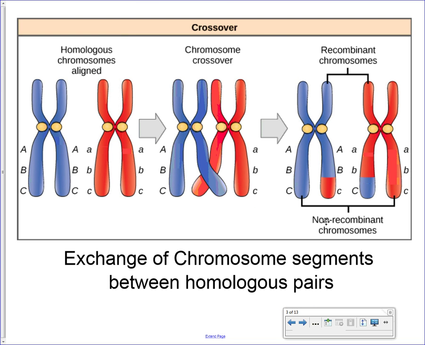Just to reiterate, right here, these would be considered sister chromatids. And over here, since crossing over has switched them up, they're no longer identical. Instead, they're referred to as recombinant DNA.